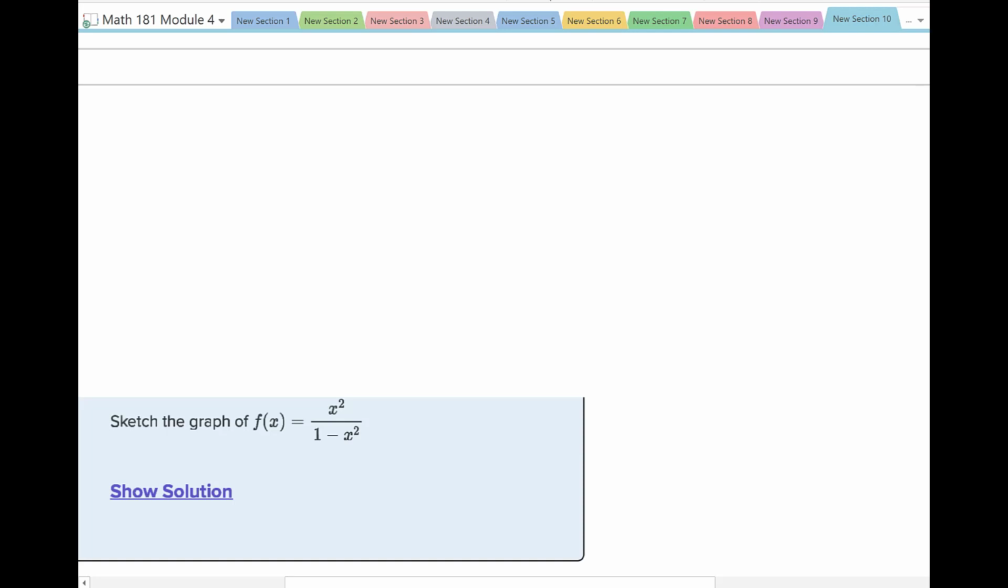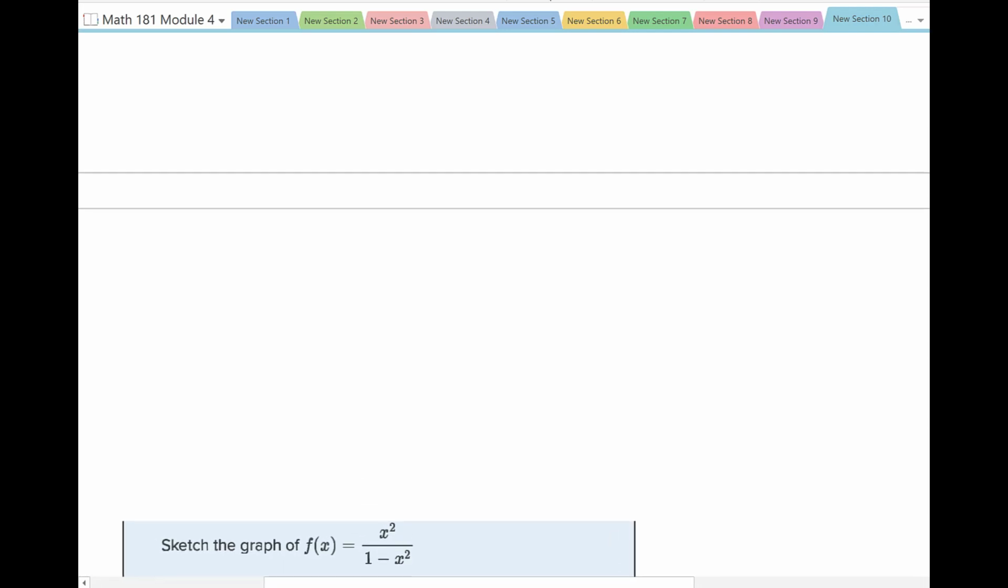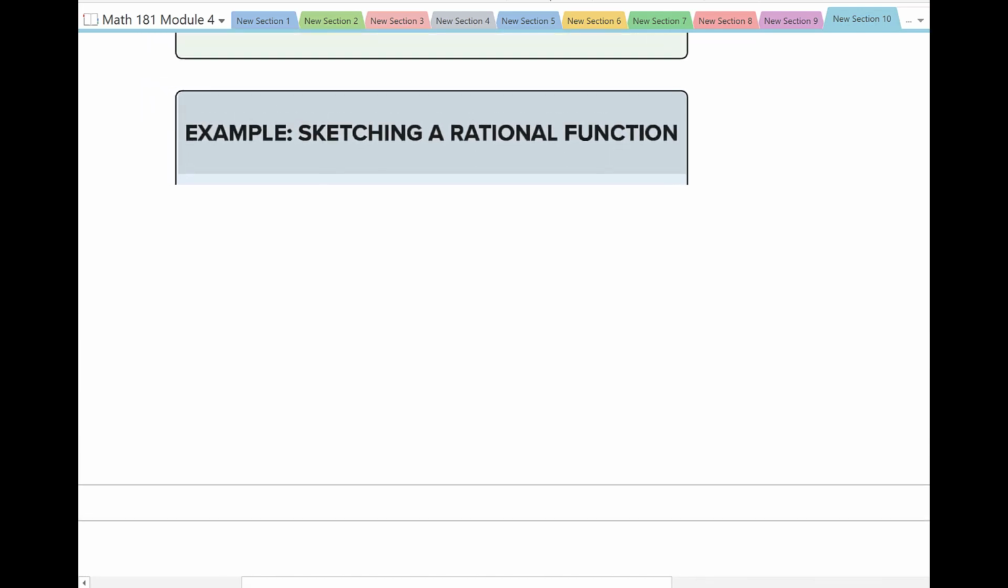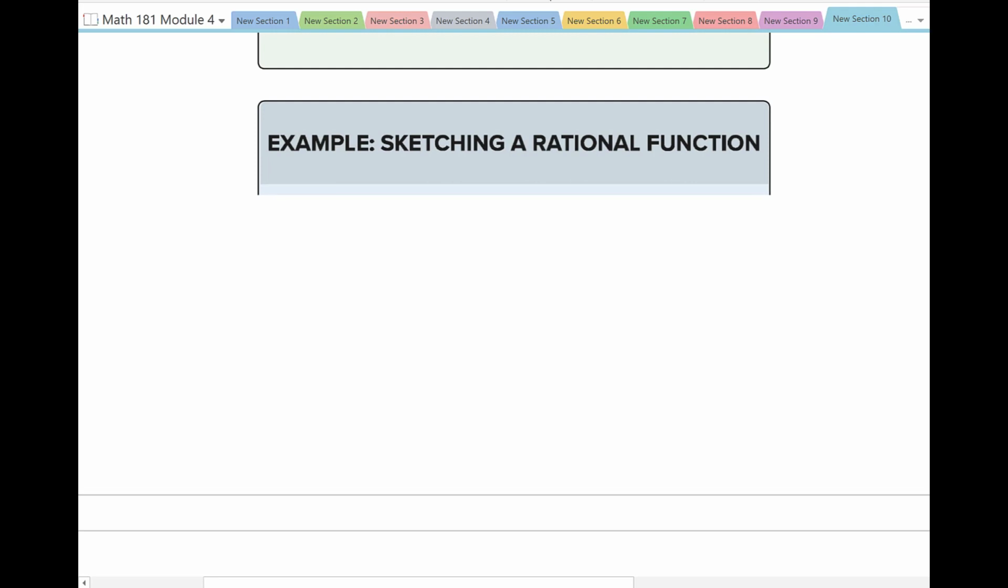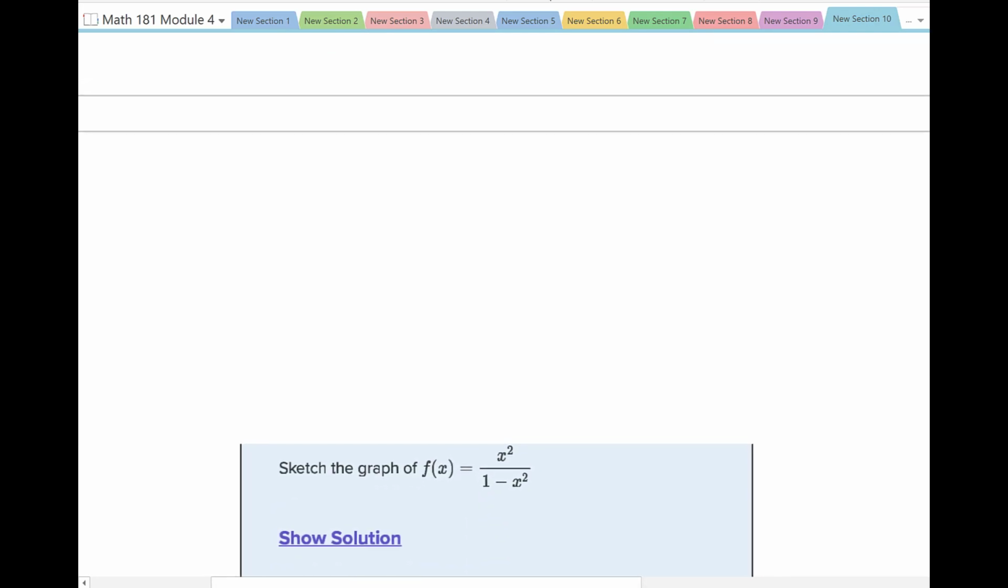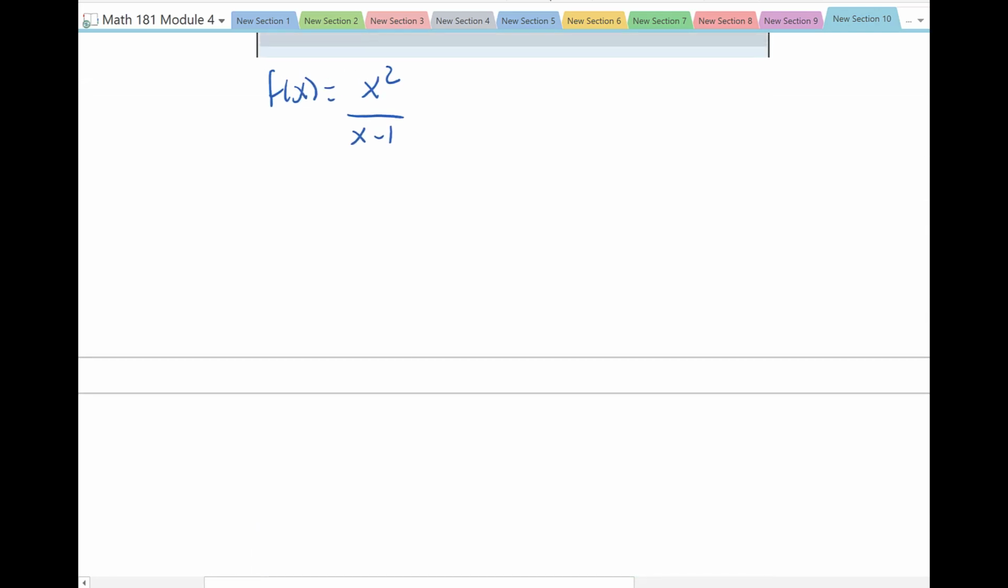Okay. So I'm going to come up here and utilize as much space as I have. And what we have is f of x equals x squared over x minus 1. Isn't that right? X squared over 1 minus x squared.